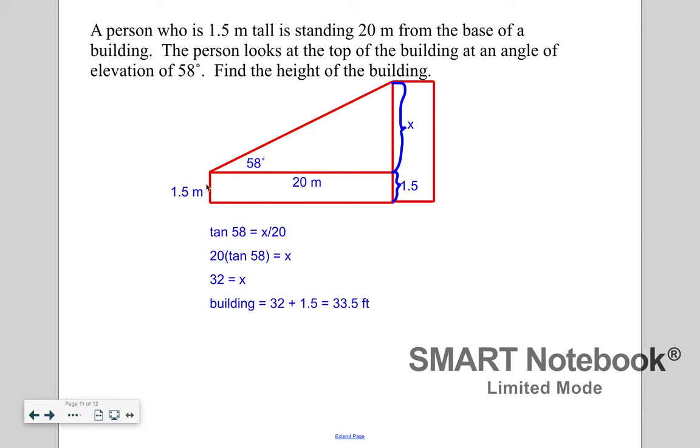Okay, similar idea here. We have a person and a building. Angle of elevation is 58 degrees. I'm looking for the opposite. I have the adjacent. Okay, so I can use tangent. And then when I solve that, remember that only gave me this part of the right triangle. To get the whole building, I have to add the 1.5 meters from the person standing there.